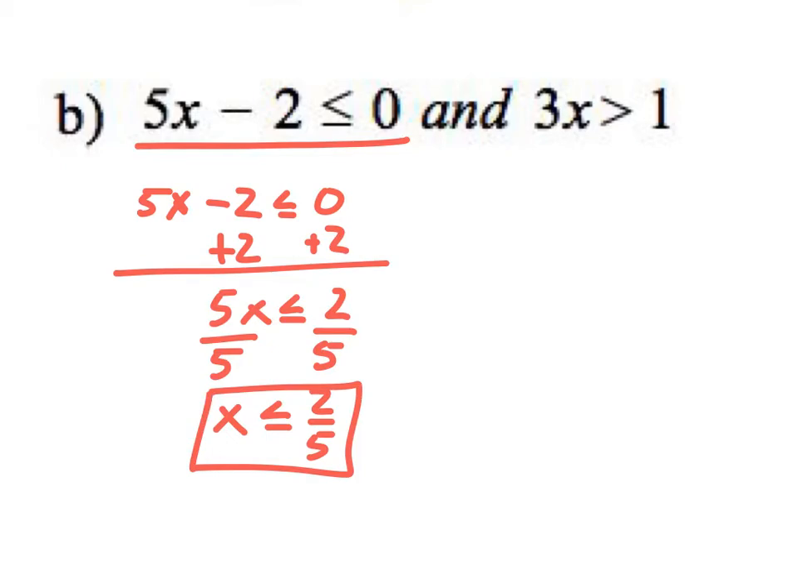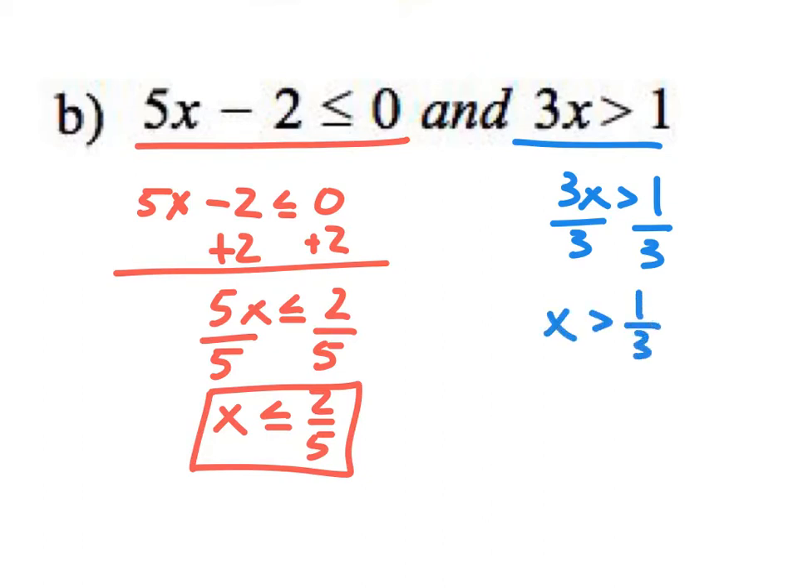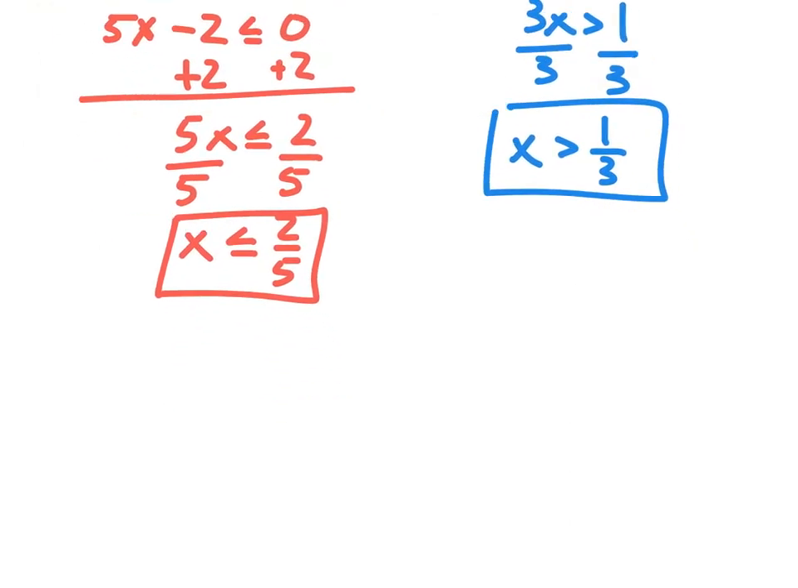So I've got that inequality. Now let's do the other one over here. Do this one in blue. 3x is greater than 1. I'm just going to go ahead and divide both sides by 3. And so I've got that x is greater than 1/3. And that's my inequality. So now I'm going to graph both of them.